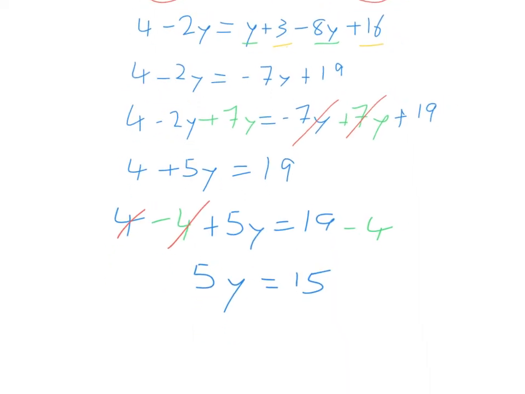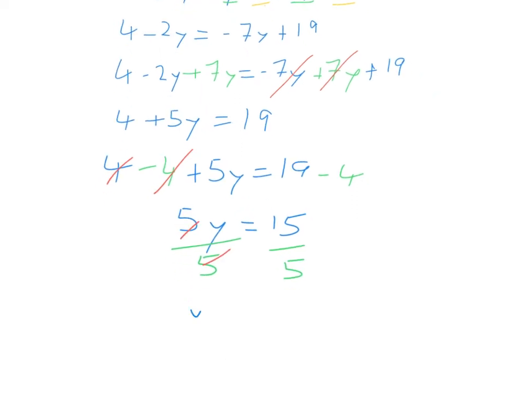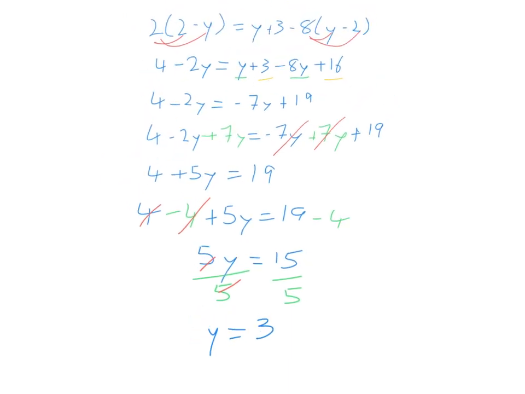So to finally solve this out now, our final value for y, what we're going to do is divide both sides by 5. So 5y divided by 5, the 5s will cancel out, and we're left just with y. And then 15 divided by 5 on the right hand side will give us 3. So that's your final answer there for that slightly harder one.